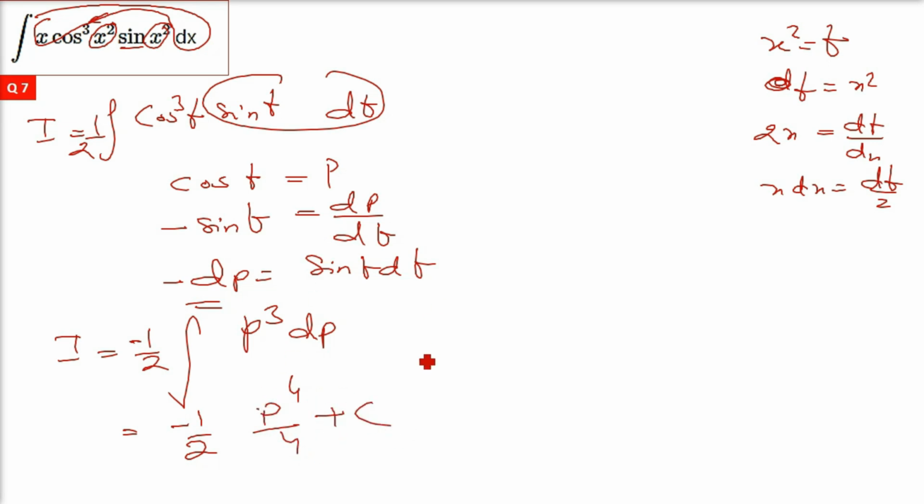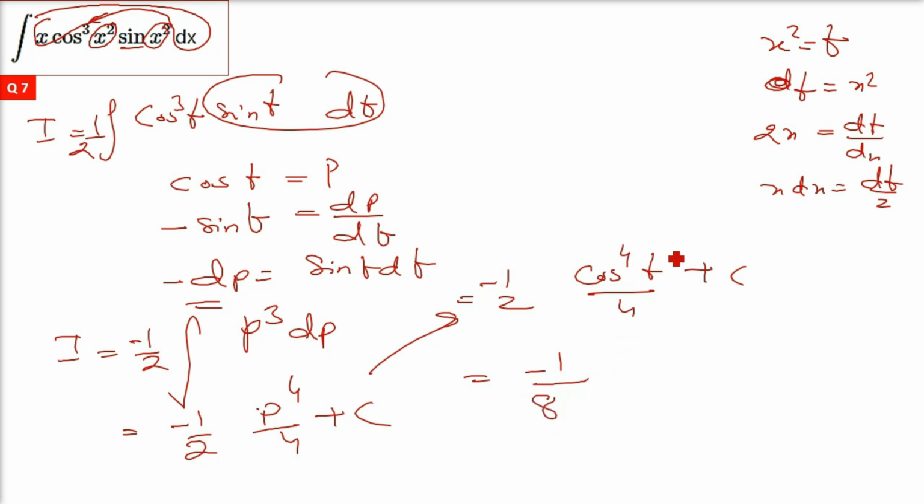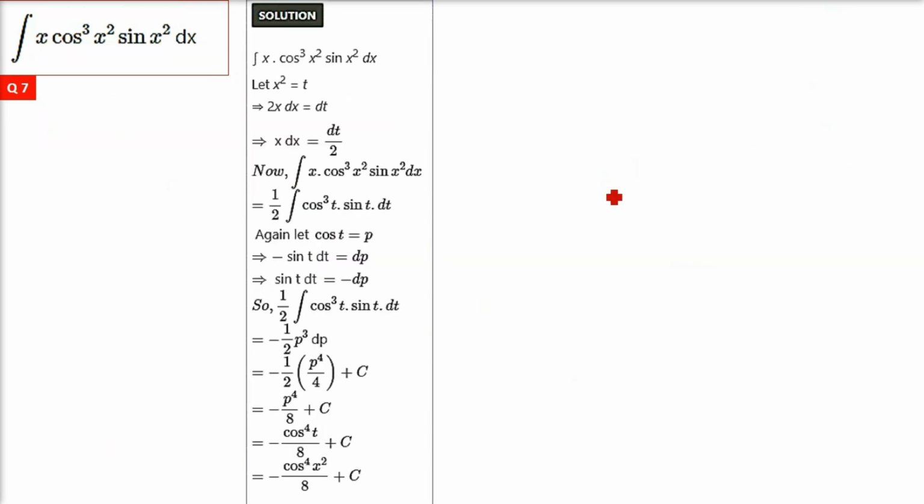p was what? The first assumption, not the latest assumption you can assume. So p was cos t. So minus half cos raised 4 t by 4 plus constant of integration. Still not done, because the initial was t equals x square. So minus 1 by 8, because 2 and 4 are there in the denominator. So we have written minus 1 by 8 cos raised 4 x square plus c. This is how easy it is. So this is the way you have to do it.